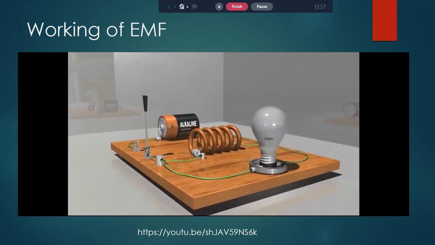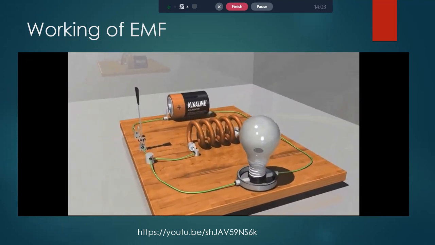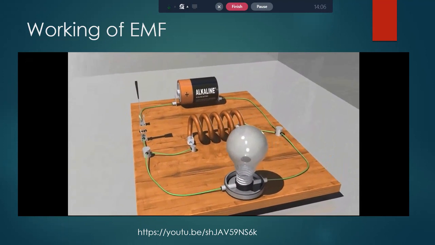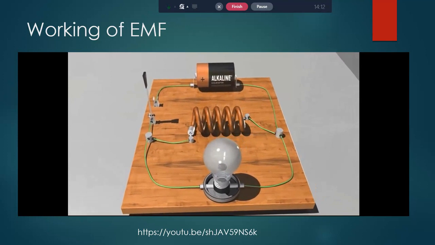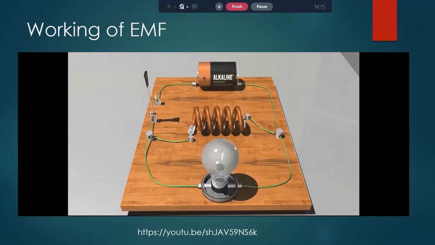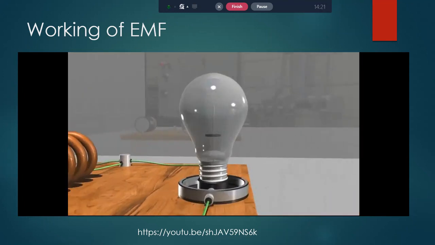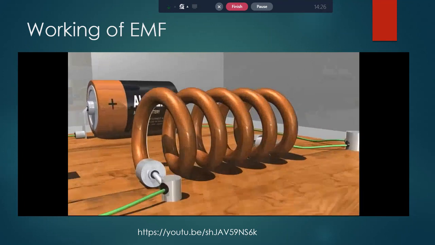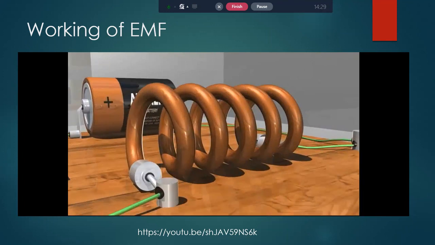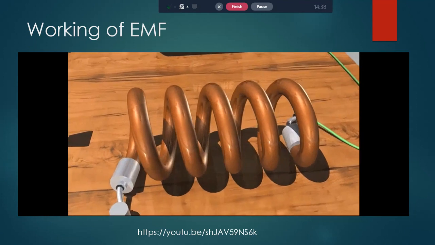EMF, or electromotive force, refers to the voltage created by a battery or by a changing magnetic field. Counter EMF, also called back EMF, is a related phenomenon that we will illustrate in this animation. There is a simple circuit featuring a battery, a switch, and a light bulb. This circuit contains a wire coil served as a conductor. Conductors around which a magnetic field generates as current passes through are called inductors.